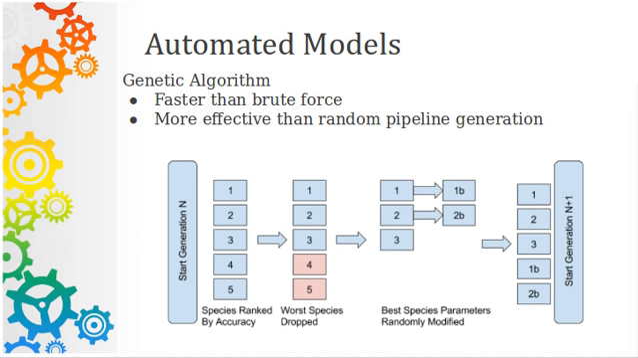Depending on which of these species score the highest, certain pipelines will be duplicated with certain parameters adjusted randomly. The lowest scoring pipelines are discarded so that the total number of pipelines remains unchanged. More sophisticated genetic algorithms also incorporate a crossover rate, where compatible features of a certain pipeline are mixed for the next generation.